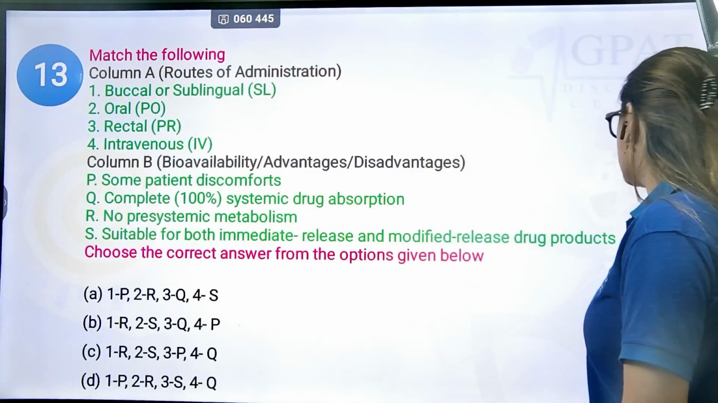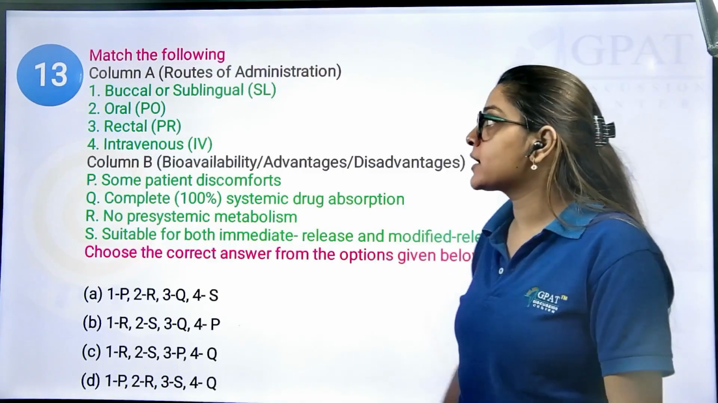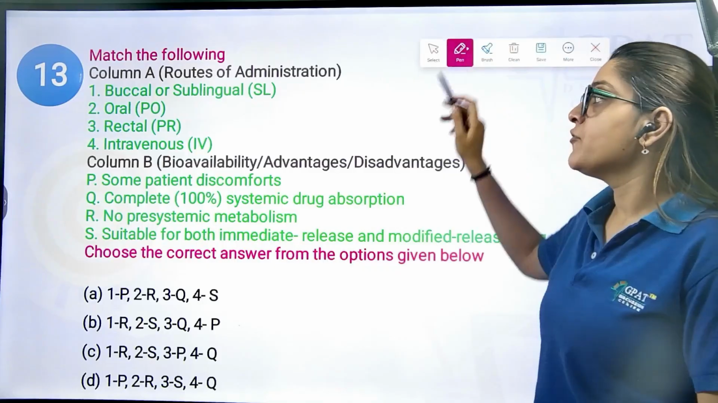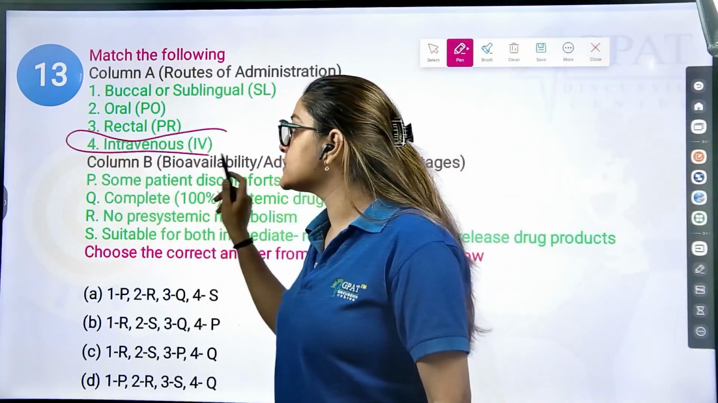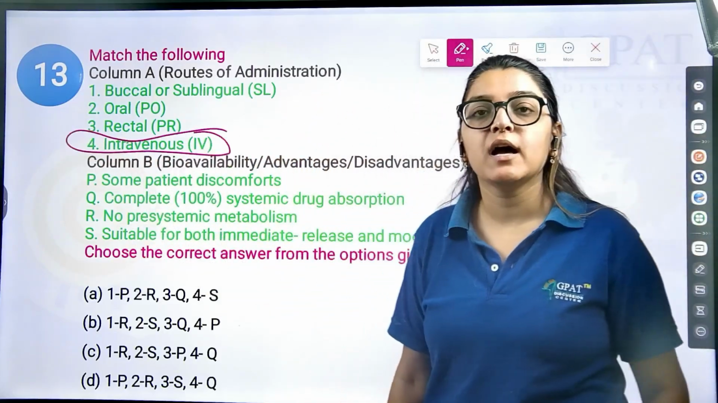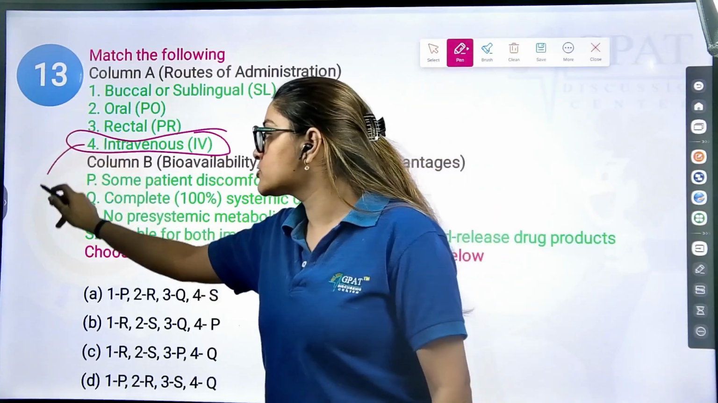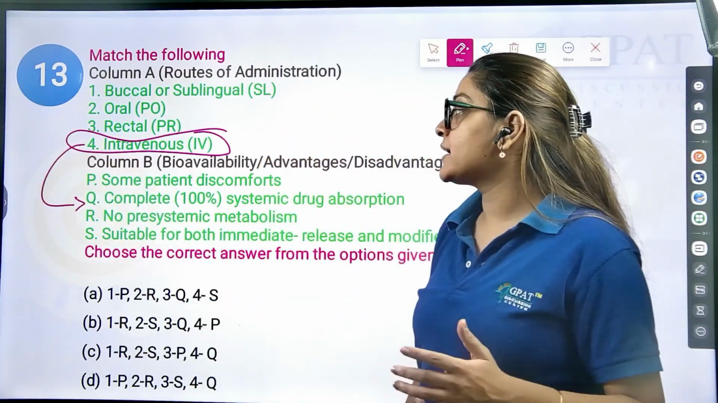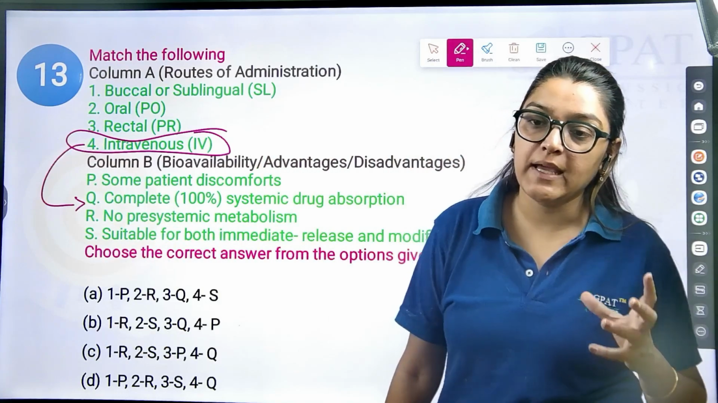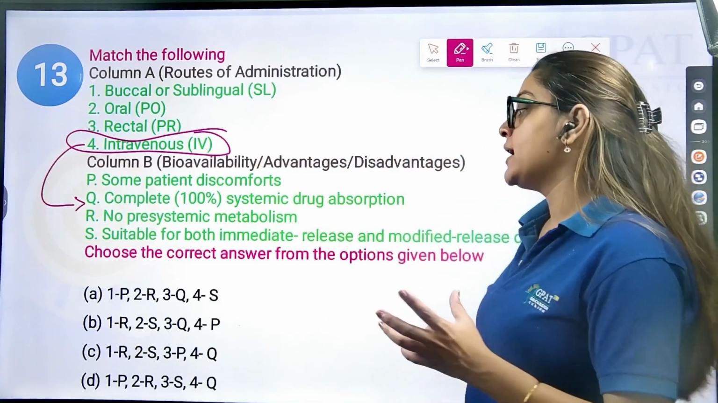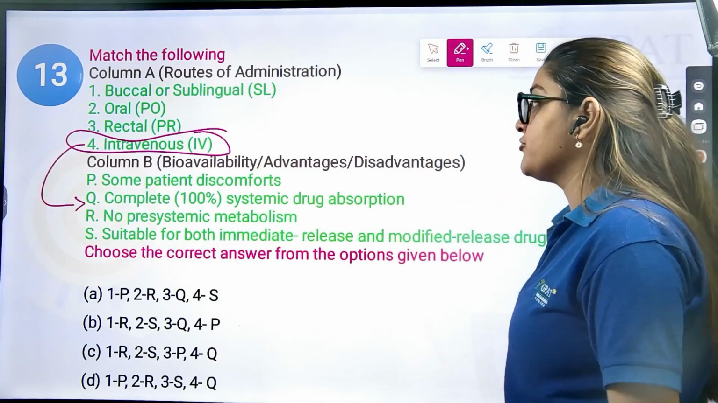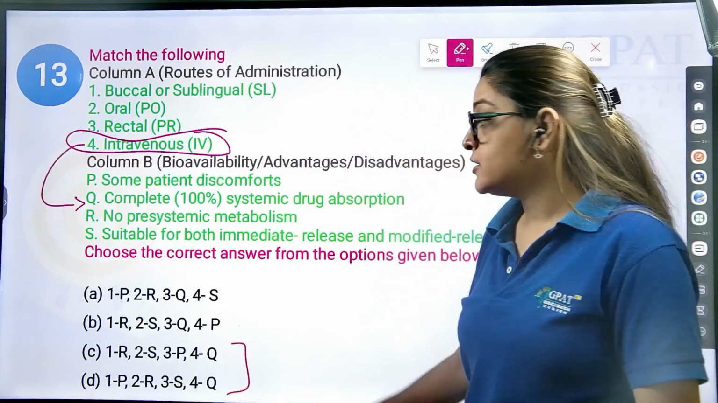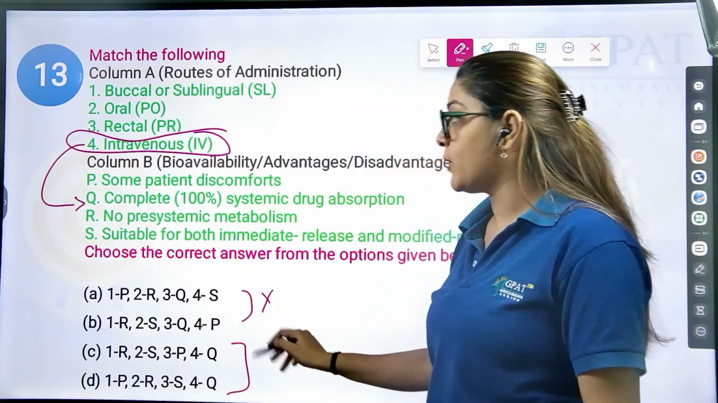Next, match the column with the particular description. Right here we have routes: buccal, sublingual, oral, rectal, intravenous. We all know when the drug is administered through the intravenous route, the bioavailability is going to be 100%. That means the fraction which is available is going to be 100%. So for the fourth we have Q. So we have our two options available, right? These two are wrong.